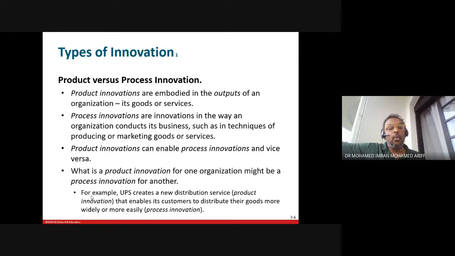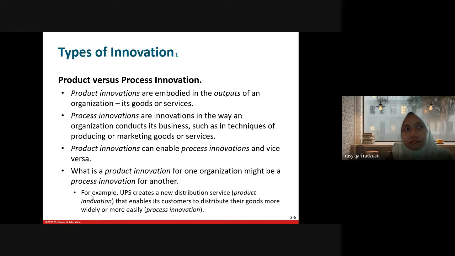Cuba jawab soalan nombor, bagi saya example soalan nombor ni, 1, 2, 3, 4. Point number 4 ni. What is a product innovation for one organization might be a process innovation for another? Cuba fikirkan, what example can it be in this? That means, untuk satu company, it's a product innovation, but satu lagi company ambil benda tu jadikan dia process innovation. Can you think of any company yang macam ni sekarang? The easiest that you can come up with. Not that I think of lah doktor sekarang ni.